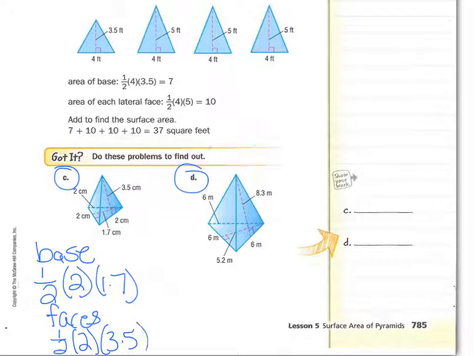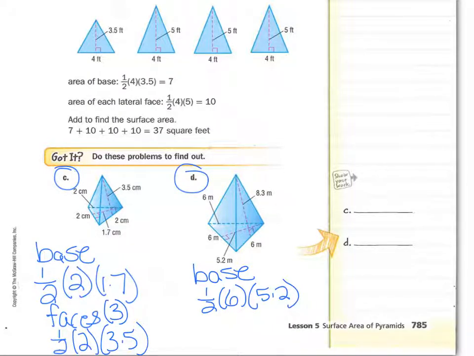And remember, how many faces do we have? There are 3 of them. So you need to add the base plus 3 faces to get the total surface area. For D, you also have an equilateral triangle. So once again, you have a base that has a side length of 6 and a slant height of 5.2.